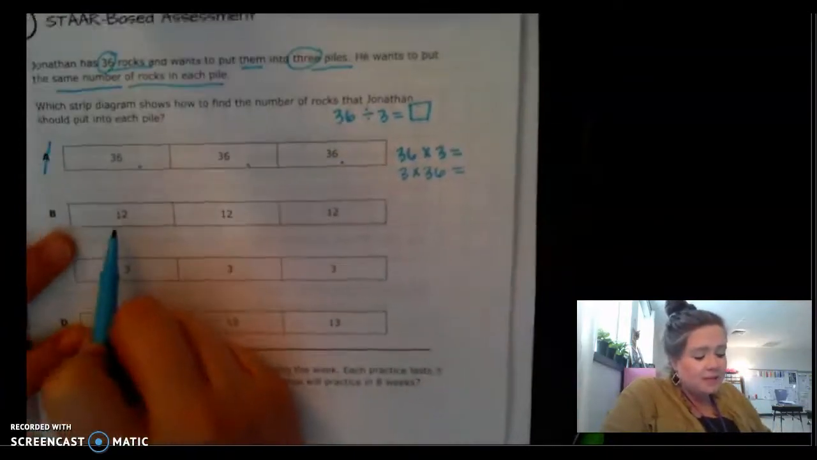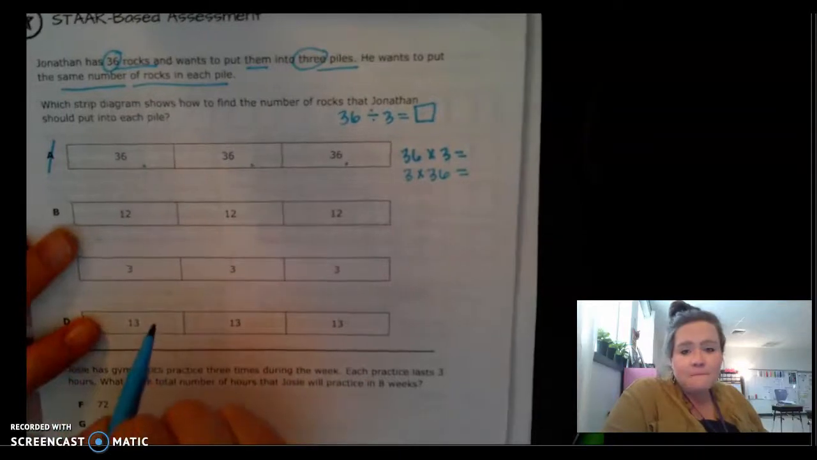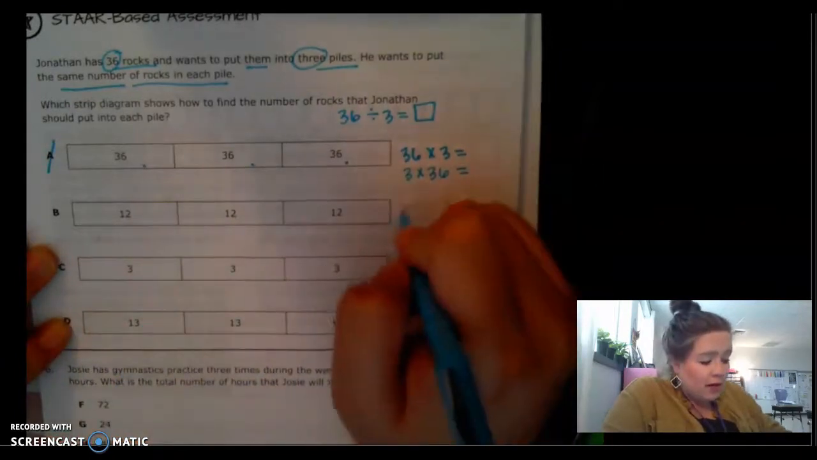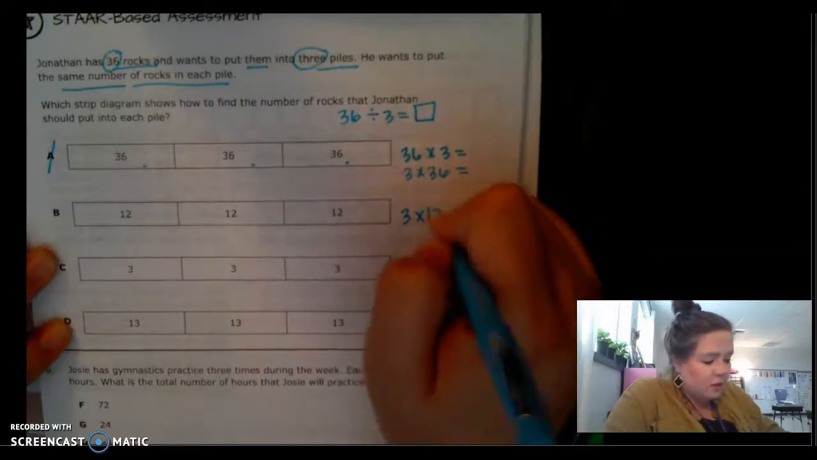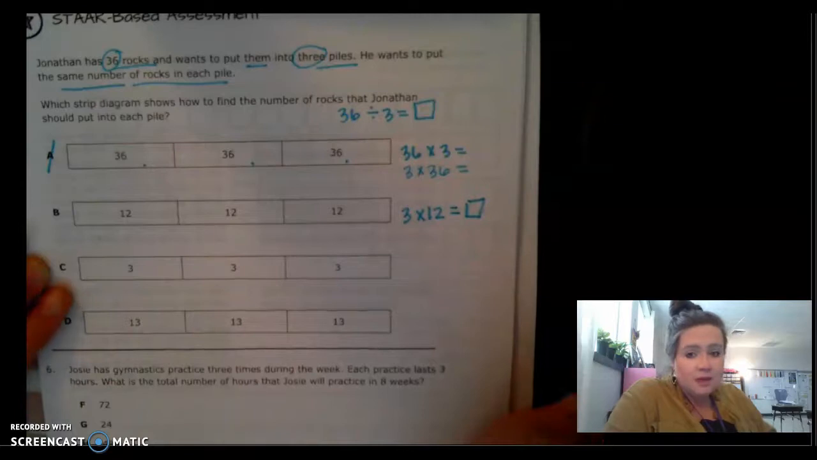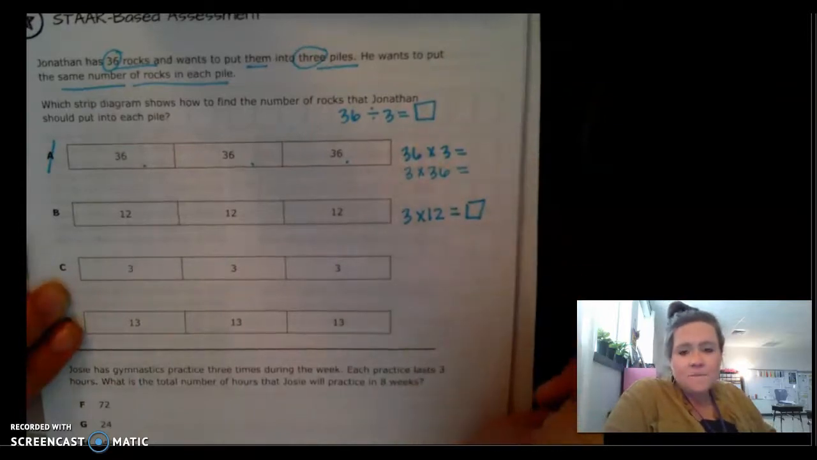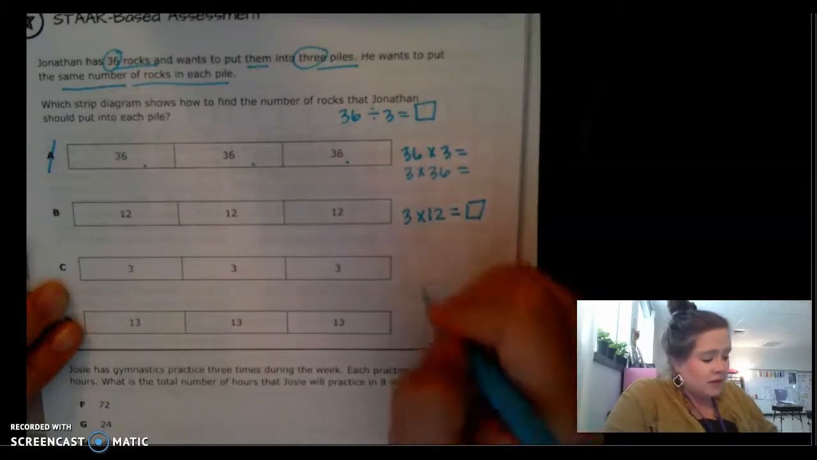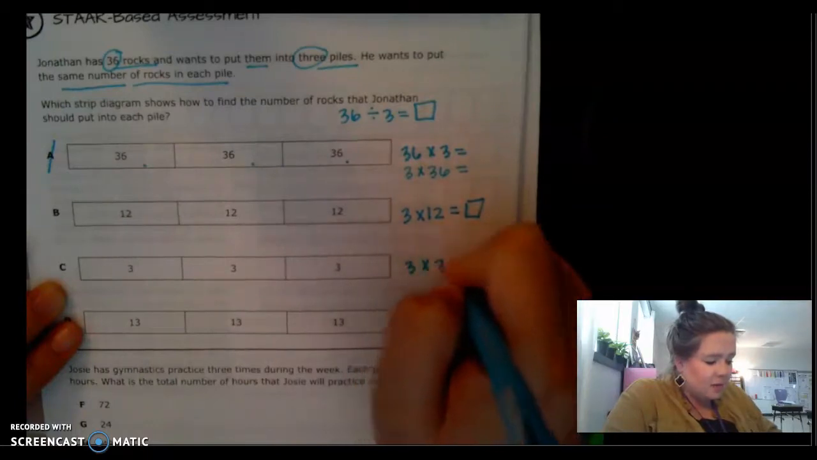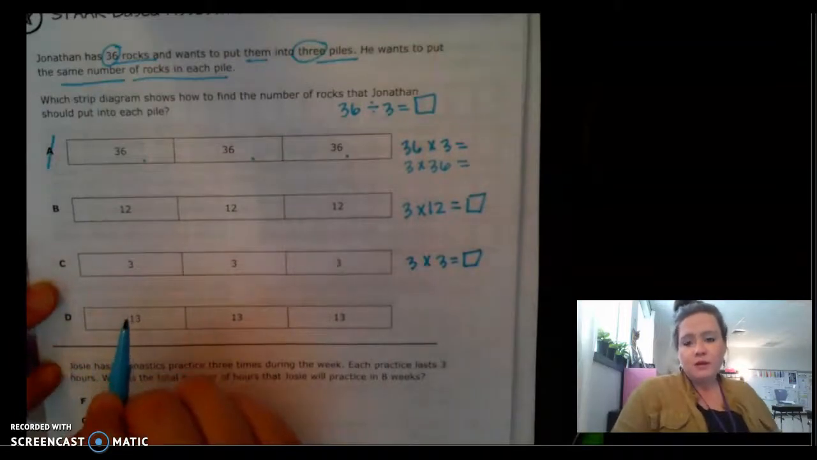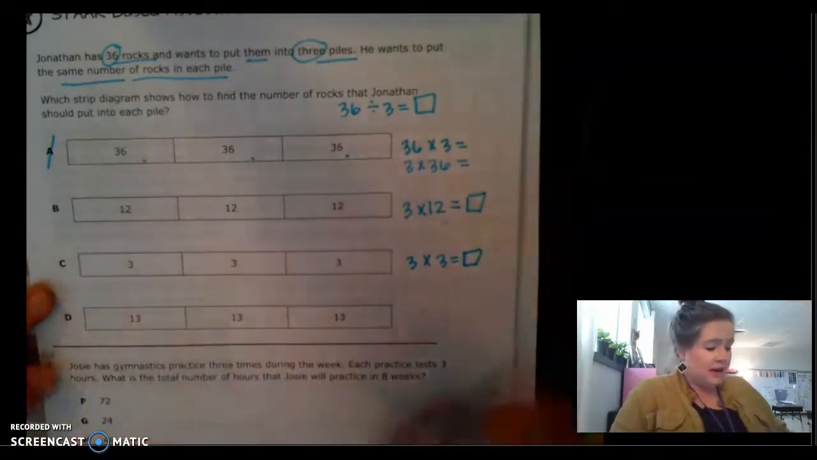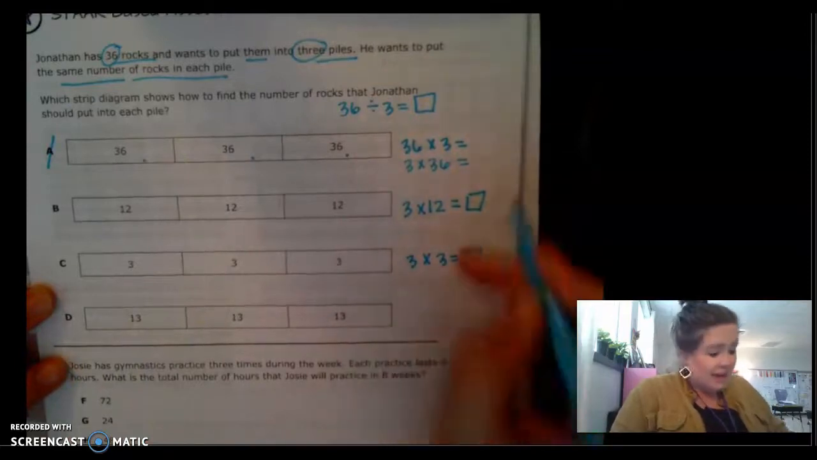Letter B represents, what does letter B represent? Three groups times how many in each group? Good, times 12, which equals something. Okay? What does letter C represent? Letter C represents 3 times 3. Good job, you're getting good at this. 3 times 3 equals what? 9. That's only a total of 9 rocks.